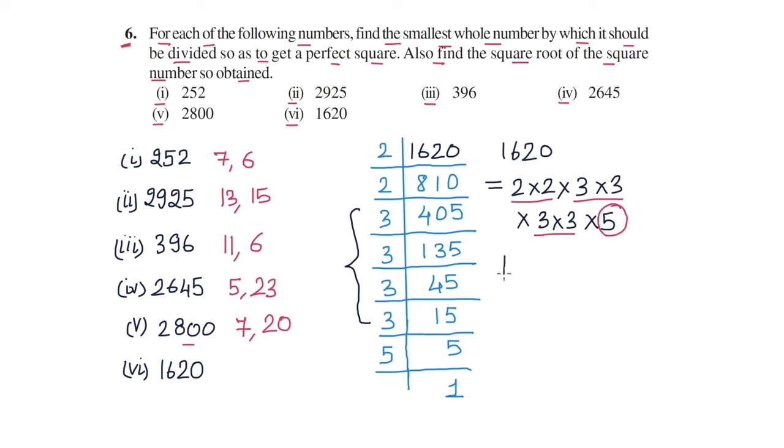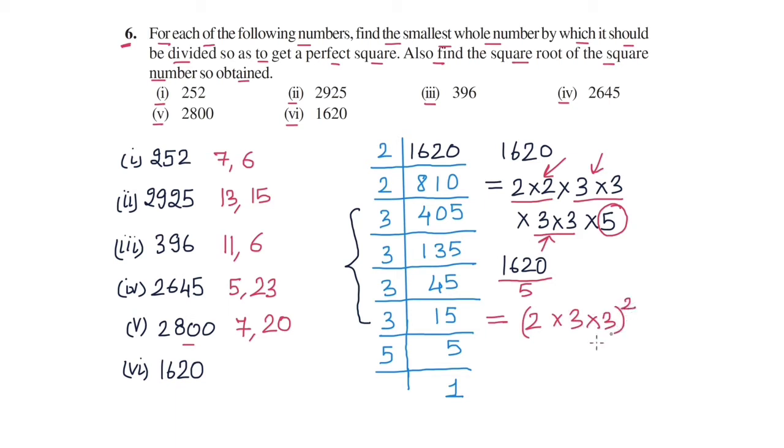So to remove this we are going to divide this number by 5. Clear? And now we are left with pair numbers. So we will get a perfect square number through this. We are going to take 1 out of each pair. So we will write it as 2 into 3 into 3, this 3 whole square, right?